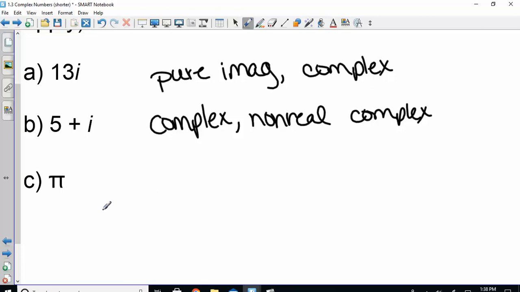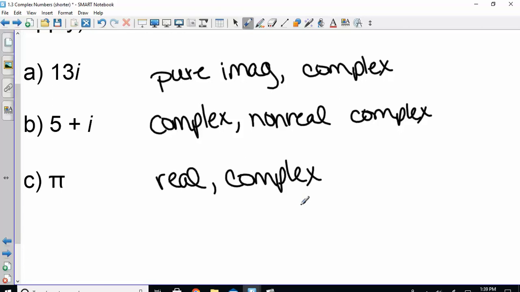So pi. Does it have an i with it? It's real because it doesn't have an i. And what else would it be? Complex. Okay. I'm going to put a trick question there with pi, but it didn't have an i, so we still consider that a real number. Do you guys see the difference between these three?